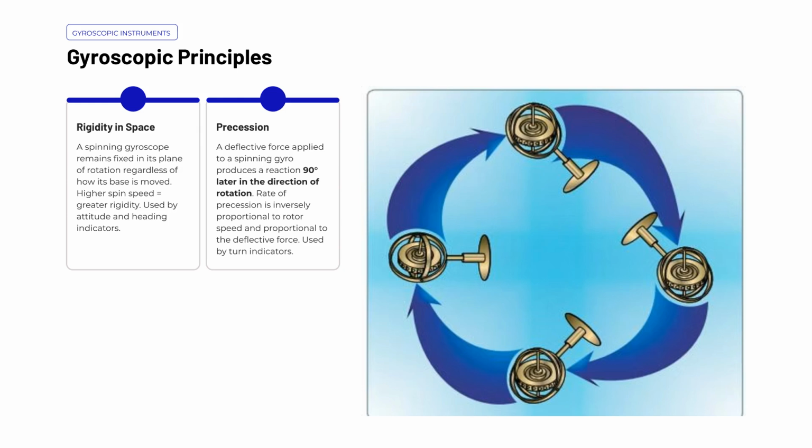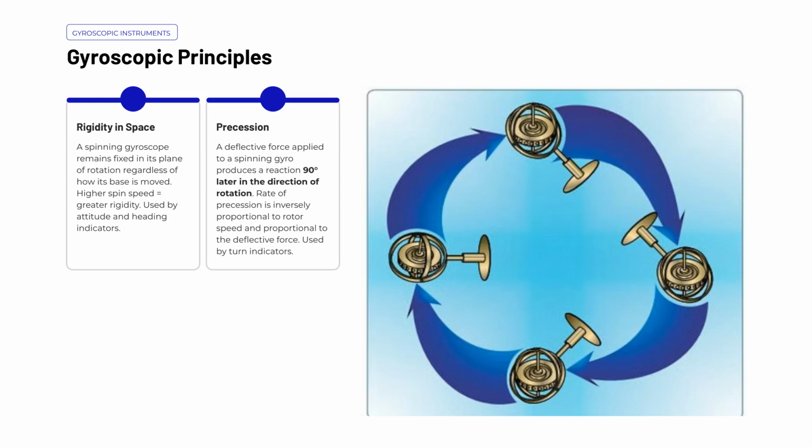Gyroscopic instruments rely on two fundamental principles that make them incredibly useful for flight: rigidity in space and precession. Rigidity in space means that a spinning gyroscope will maintain its orientation in space, regardless of how the surrounding structure is moved or tilted. Think of it like a spinning top that resists being knocked over. The faster the gyro spins, the greater that rigidity becomes. This property is what makes attitude indicators and heading indicators work. The gyro holds its fixed reference point in space, while the aircraft moves around it.